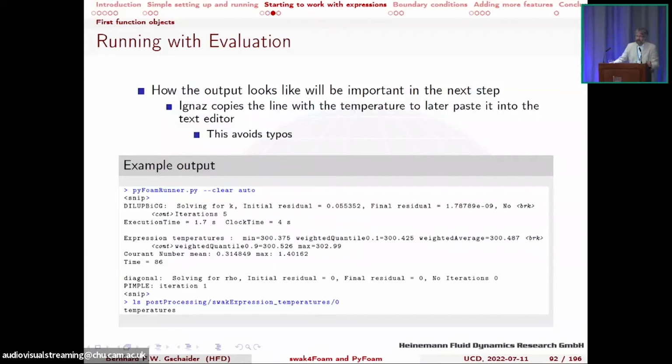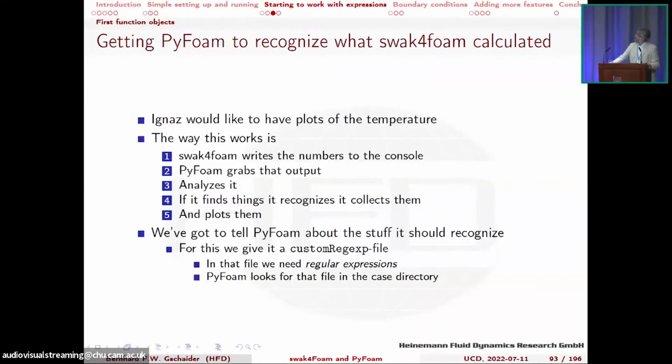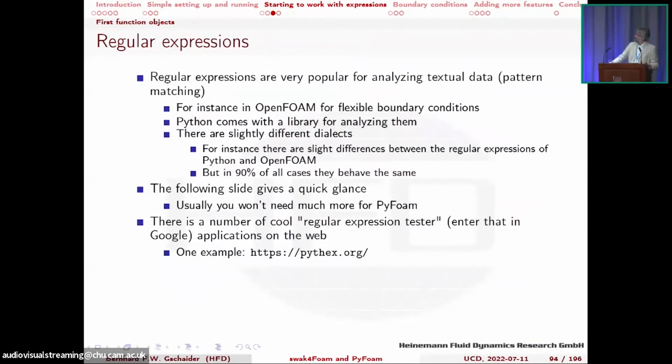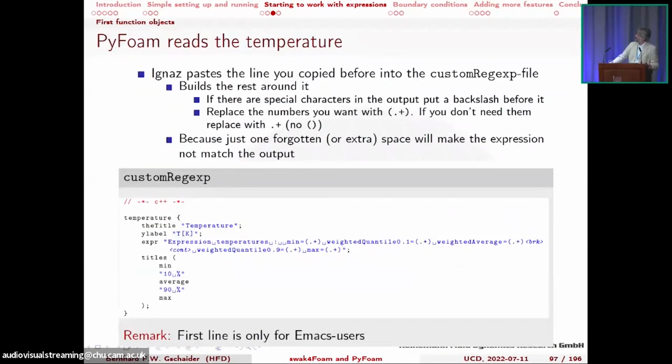You can look at these log files, but we also want curves. And so for that, I'm not going to explain regular expressions. I'm going to cut to the chase. If you have any output that is there, you can use PyFoam to match any regular expression that it finds in the output. For instance, here it would be expression temperatures that we know from before. It says, okay, minimum. And now I'm interested in what comes after the equal sign of minimum. That's a value I'm interested in. That's a value, that's a value, that's a value, and that's a value.